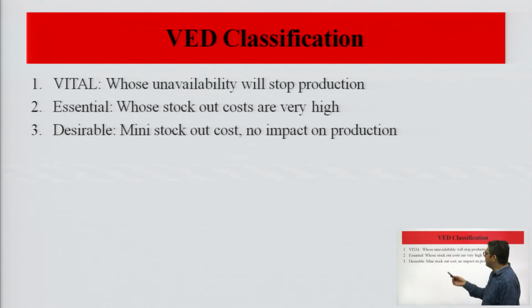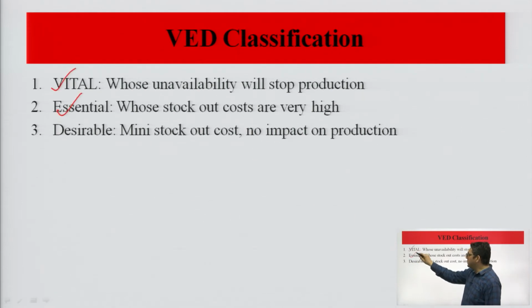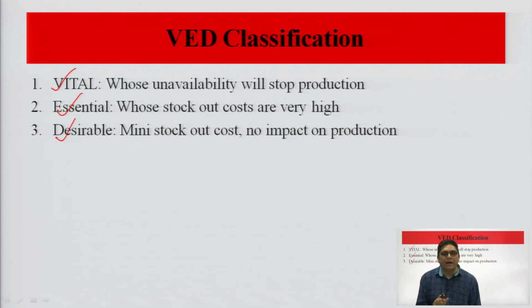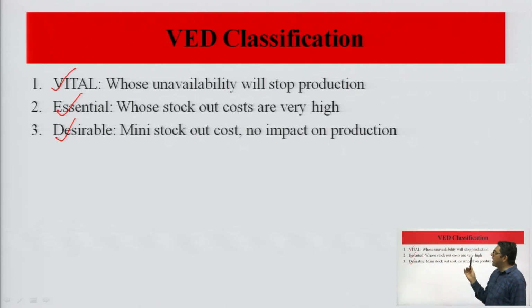VED classification refers to vital, essential and desirable. This VED classification is by and large used in classification of spare parts and equipment. So, in the spare parts, we will try to say which are the items that can be classified as vital, whose unavailability will stop the production.